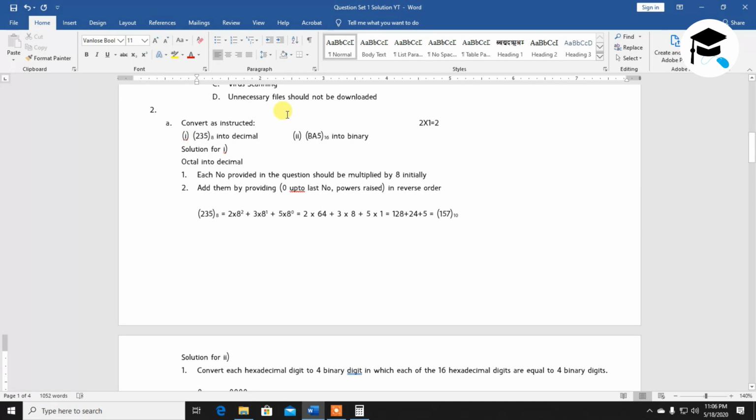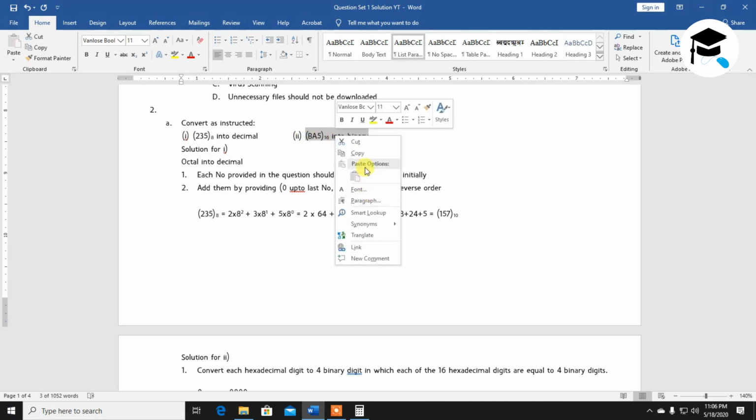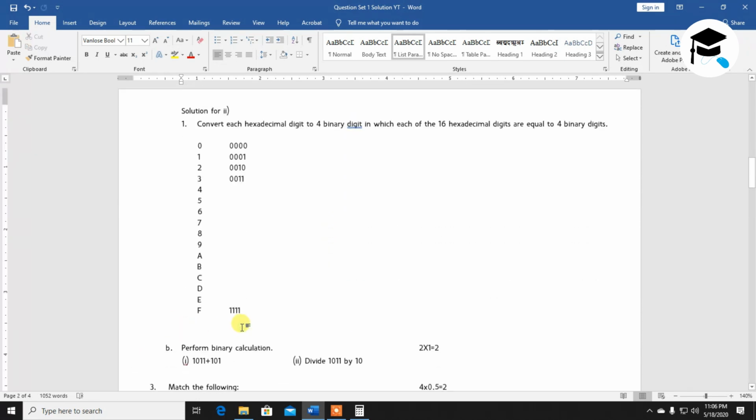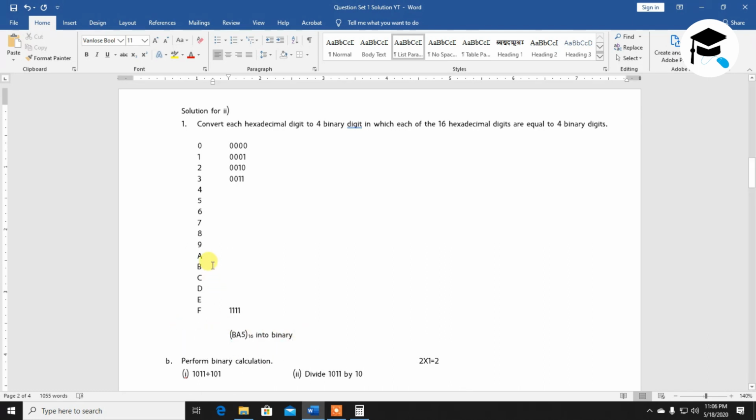See here, you are asked to convert, let me copy this, BA5 in base 16, into binary. Now see here, here is A, here is B. In decimal format, A means 10. Okay, in decimal format. Similarly, B means 11 in decimal format.